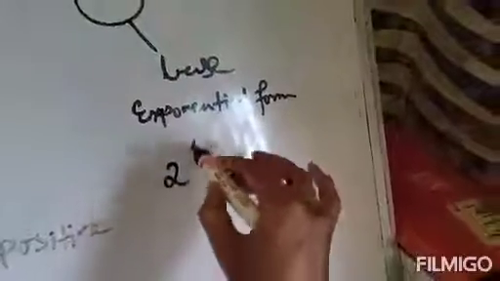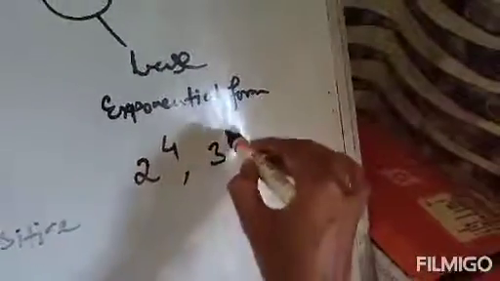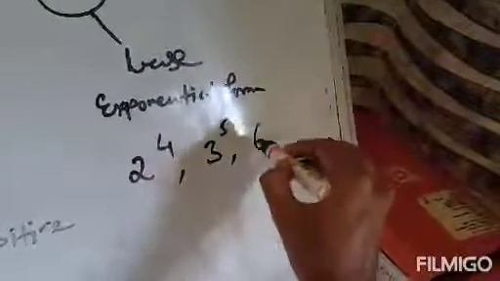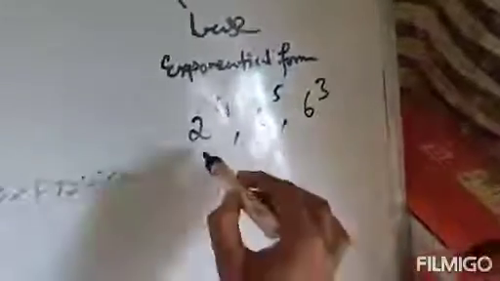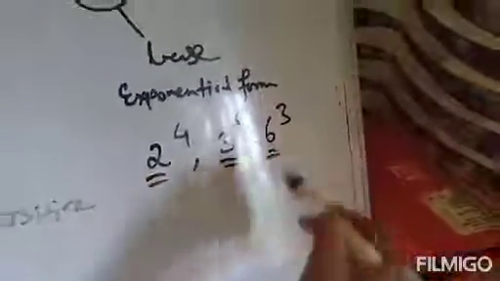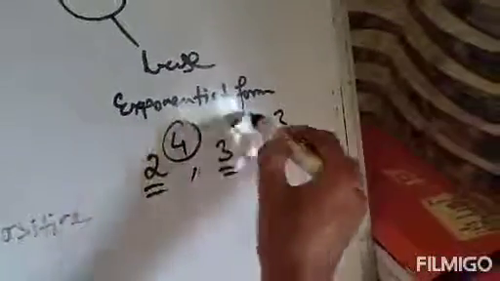Clear? Now for example, suppose I am saying 2 to the power 4, it is an exponent, or saying 3 to the power 5, it is an exponent, or saying 6 to the power 3, it is an exponent. Now 2, 3 and 6 are the bases, and 4, 5 and 3 are the power or index.